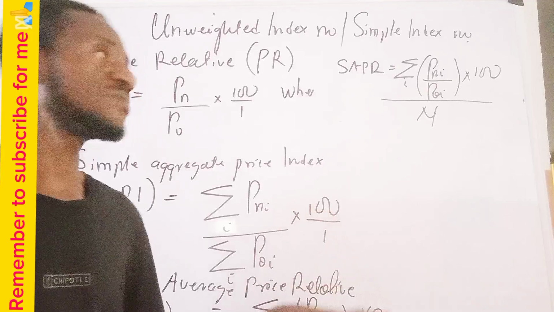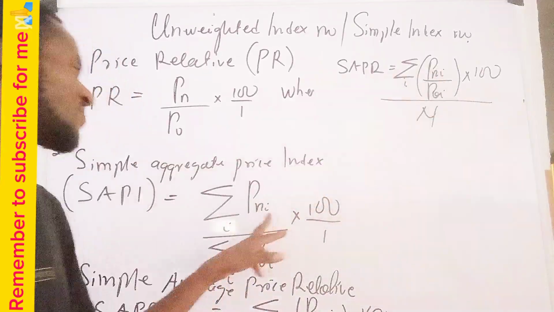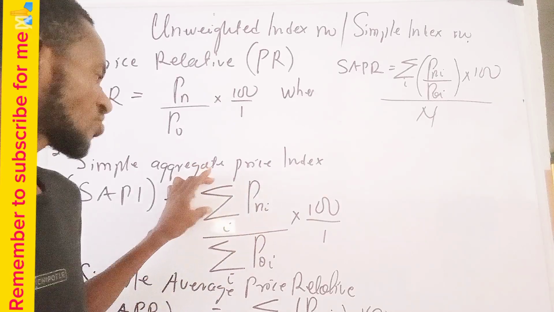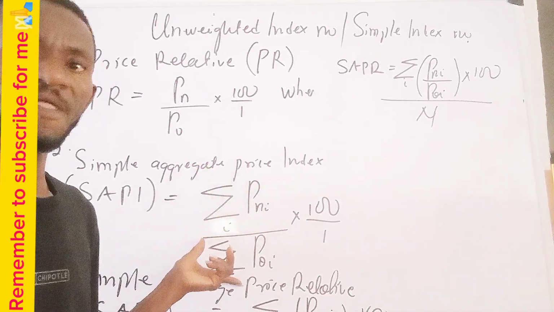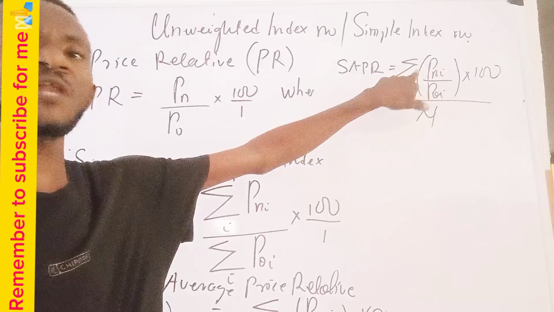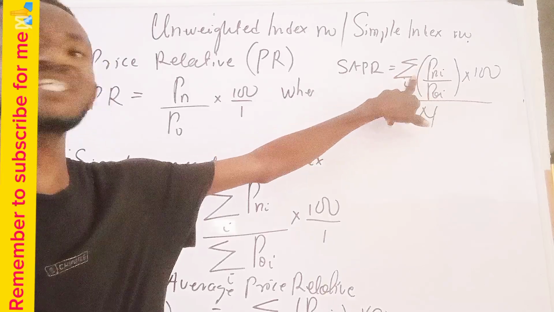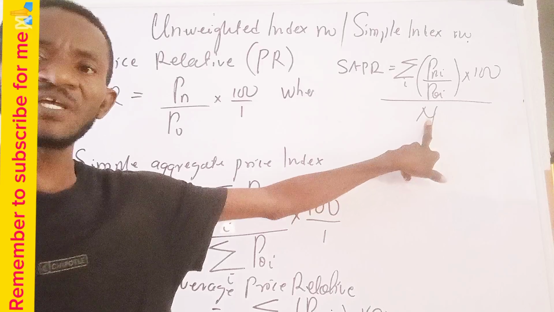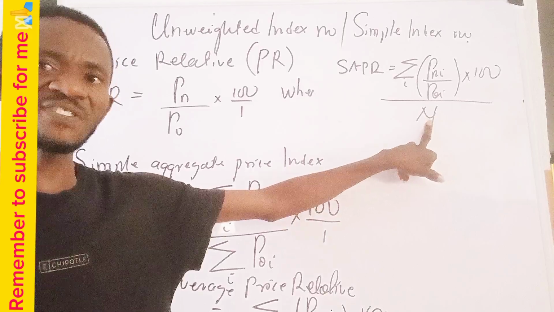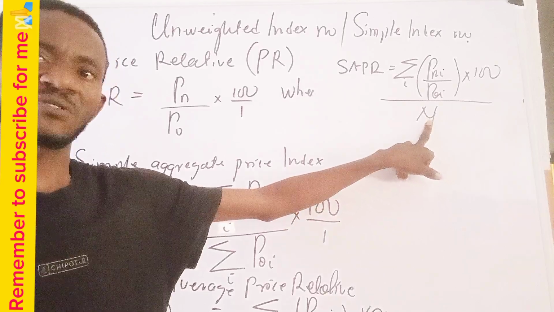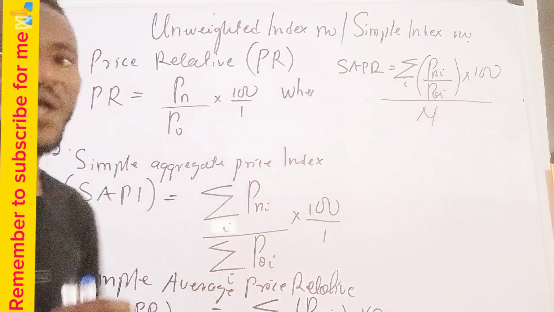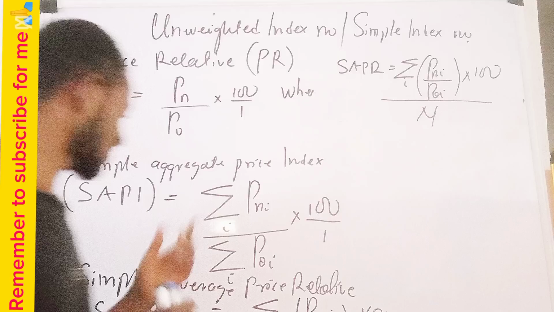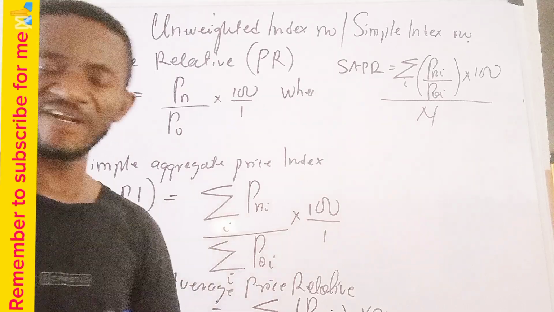Please pay attention because this formula looks familiar to the previous formula, but they are different. Here, the numerator carries a sum and the denominator carries a sum. But if you come here, only one sum is used, and that sum is in the numerator. What is in the denominator is the total N, the total number of items or commodities under discussion. So this and this are quite different. That is what we talk about as the simple average price relative.